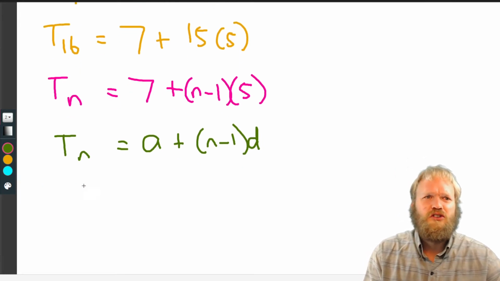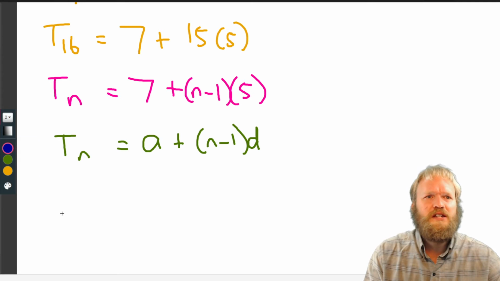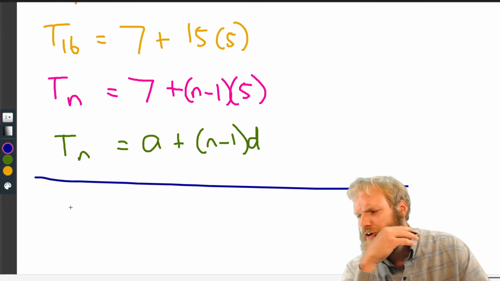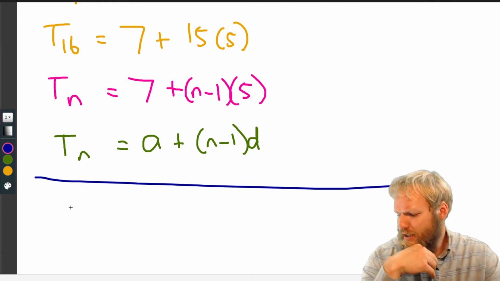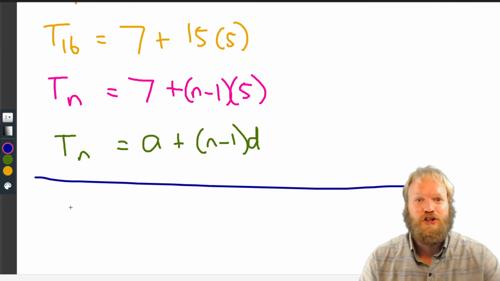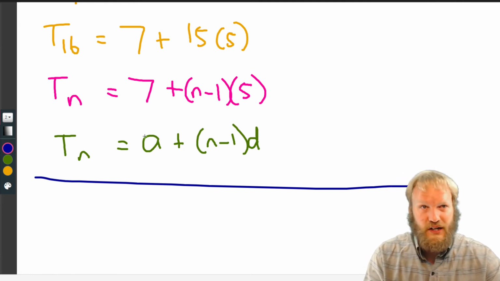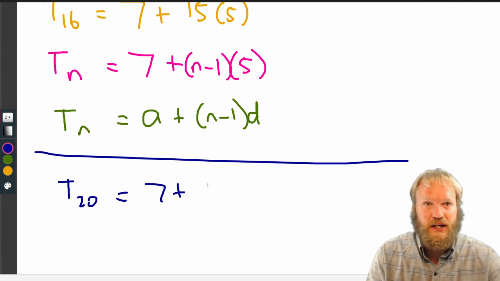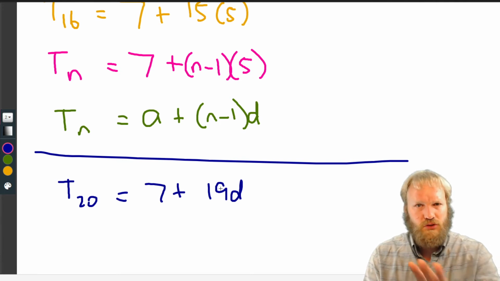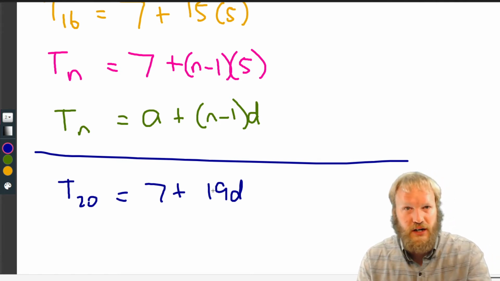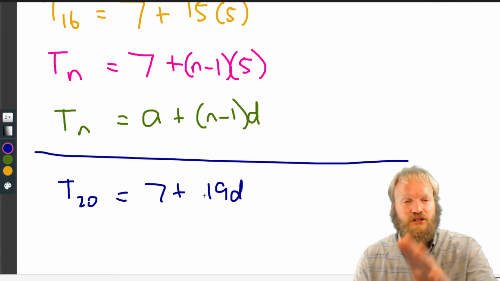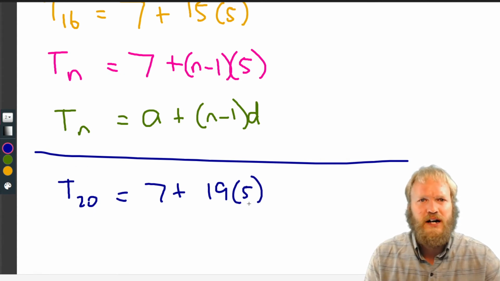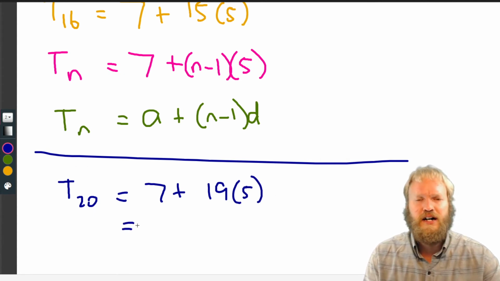So which one do we want to go for? What's the 20th term? T20 equals 7 plus 19D. Quick and easy. We don't need to write n minus 1, we substitute 20 minus 1: 7 plus 19D. Wait, what was D? D was 5. So 7 plus 19 times 5.